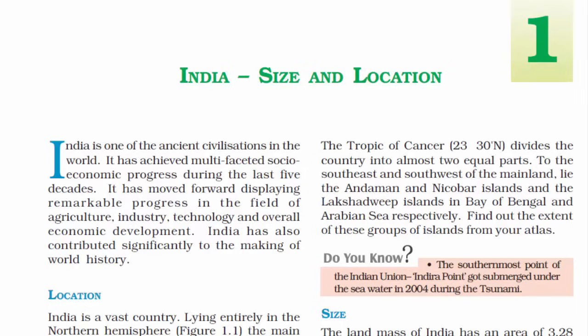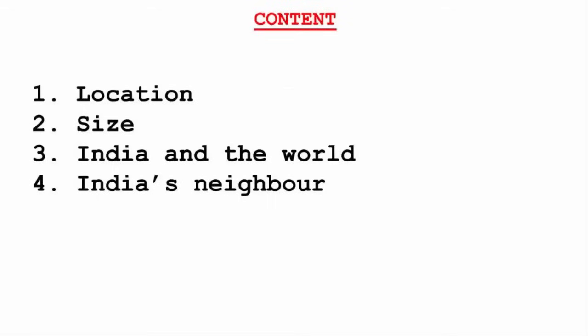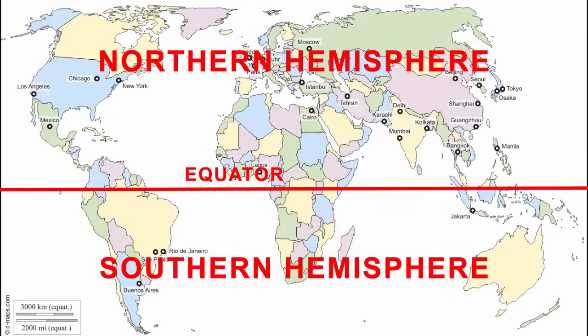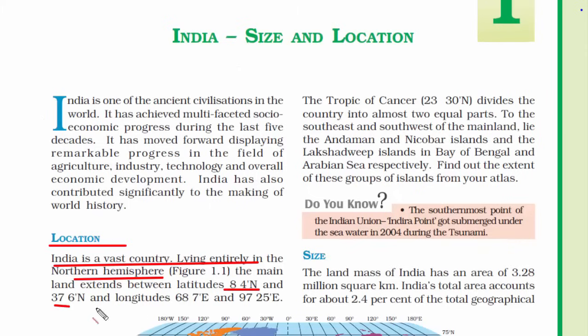Chapter 1, India: Size and Location. Here is the brief content of what we will be reading in this chapter. The first topic is location. India is a vast country lying entirely in the northern hemisphere, which means above the equator. So these are the latitudes and longitudes of the country.